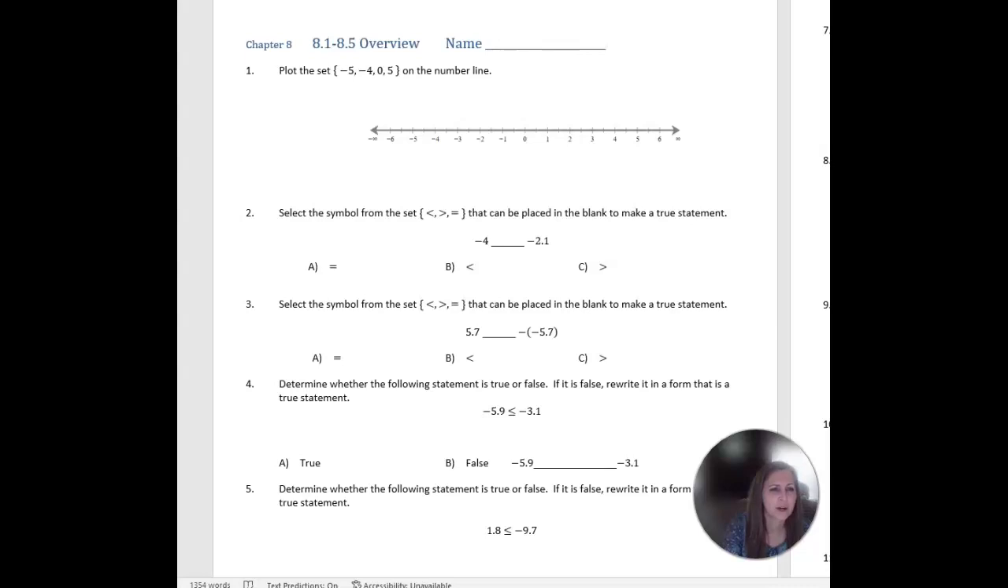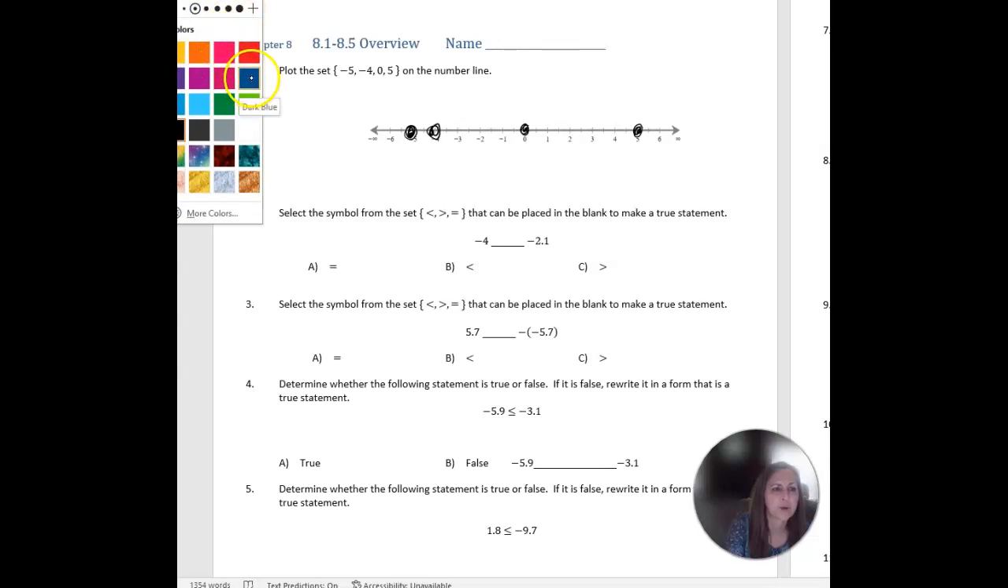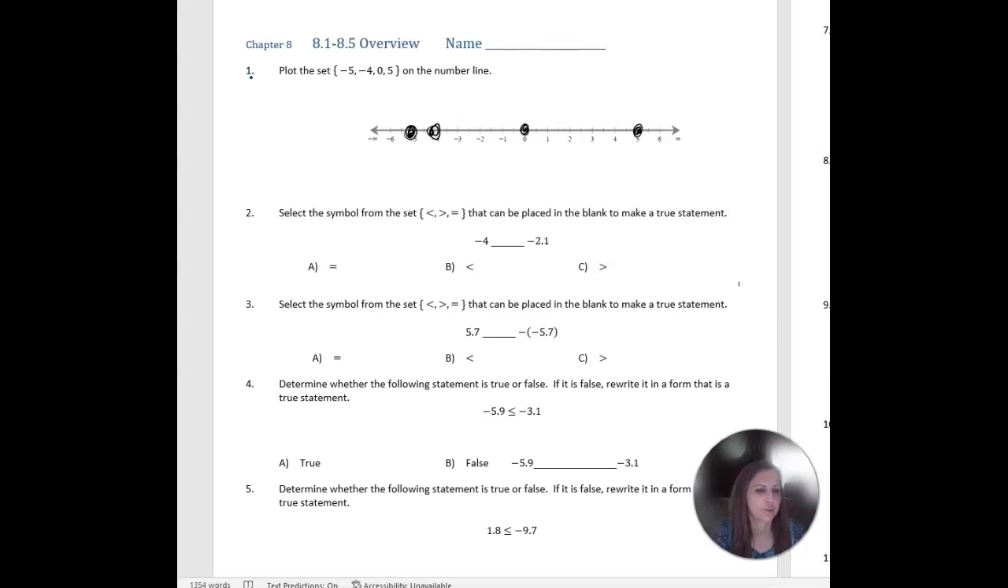Plot the set. Okay, so -5. What they want you to do is plot that point. -4 is here, 0, and +5. One thing we're practicing here, let me change my pen color, is that positives are to the right of 0 and negatives are to the left. So that's pretty basic. Let's move on to number 2.